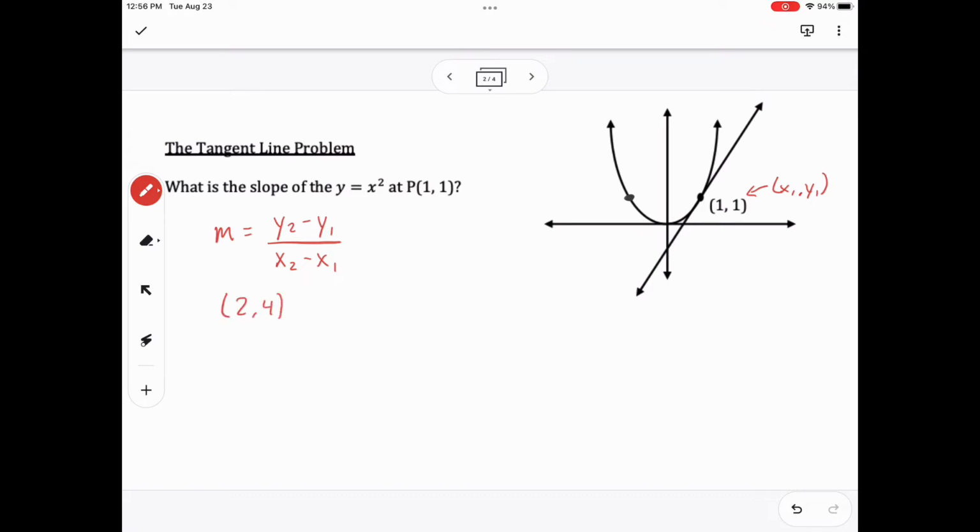Here, we want to pick points that are on the curve and close to where the tangent would be. So let's pick (2, 4), which is on y equals x squared, to see if we can figure out what the slope is. (2, 4) gives us a slope of 3. It seems okay-ish, but it doesn't really look that steep. So let's pick a new point, a little closer to the point (1, 1).